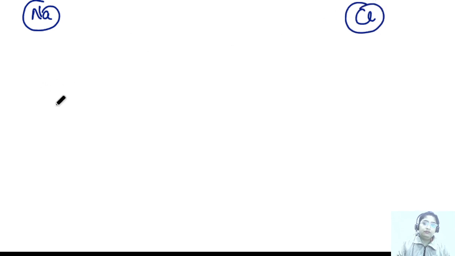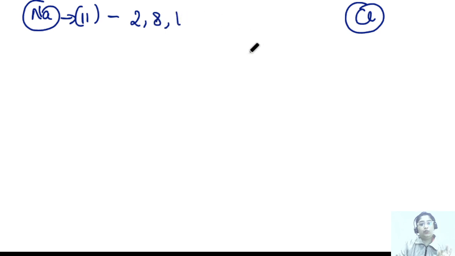Sodium has 11 protons, so the atomic number is 11. The electronic configuration comes to 2, 8, 1 in the orbits K, L, M. Chlorine has atomic number 17. So the electronic configuration is 2, 8 and 7, right? That is the electronic configuration.